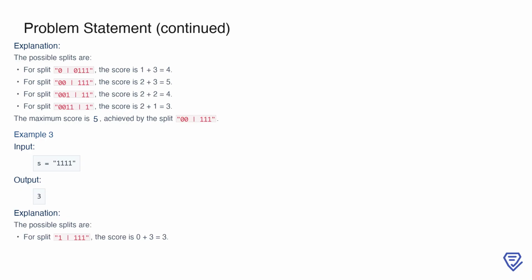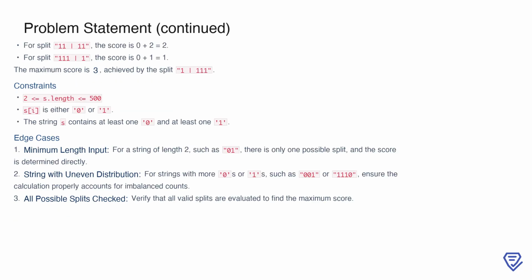For a different example, consider 1111. Here, the maximum score is 3. Let's examine how this score is calculated. In the case of 1111, the split 1 and 111 gives a score of 0 from the zeros in left and 3 from the ones in right, resulting in a total score of 3. For the split 11 and 11, the score is 0 plus 2, which equals 2. Lastly, splitting as 111 and 1 results in a score of 1. The maximum score here is 3, achieved by the split 1 and 111.